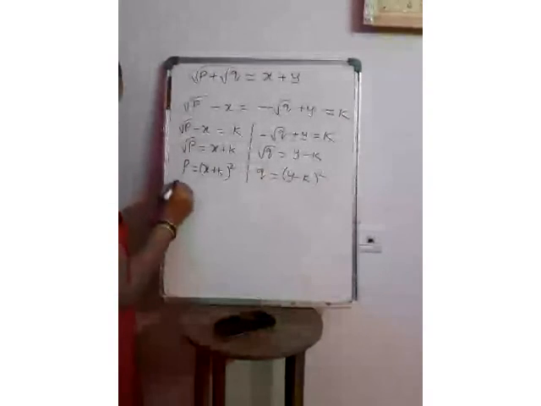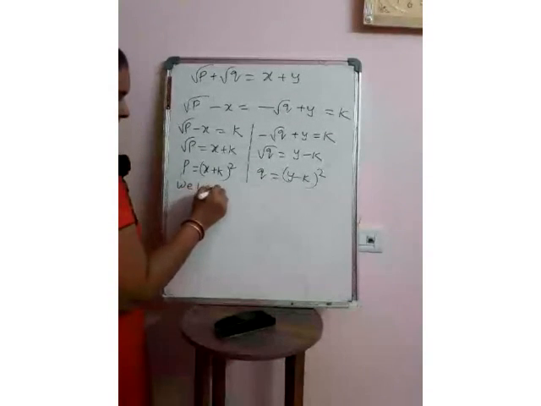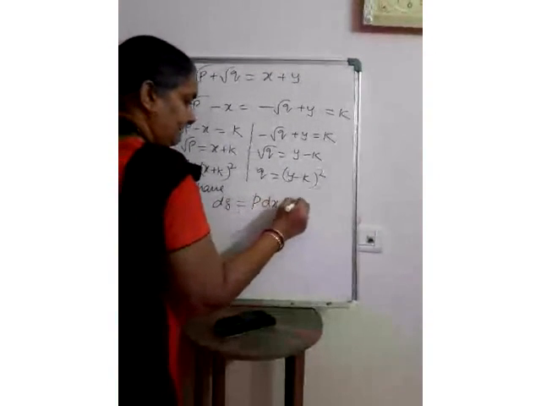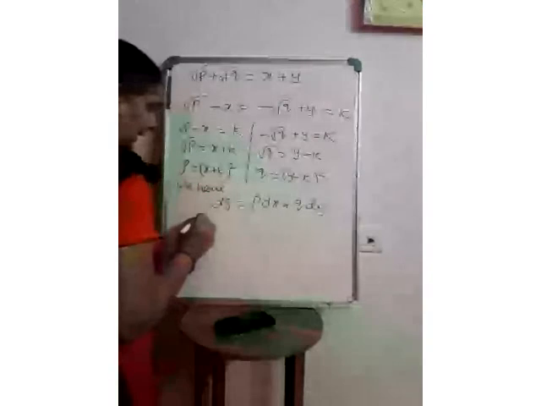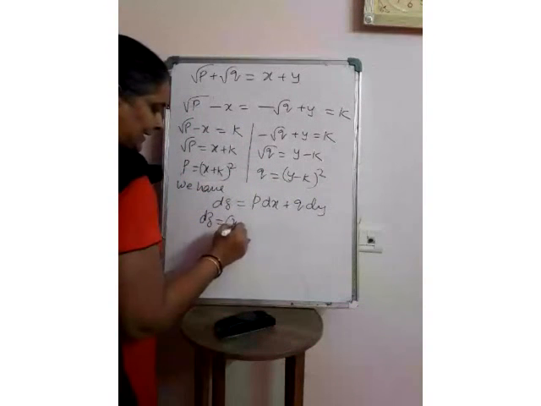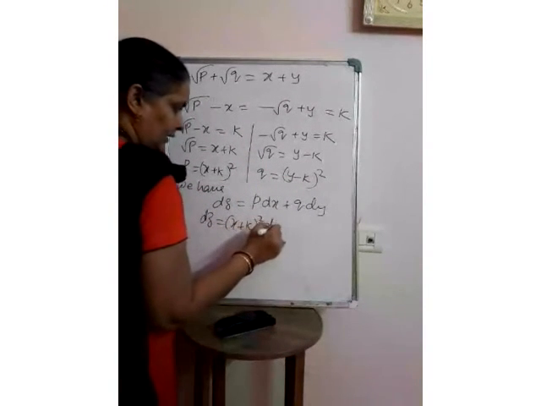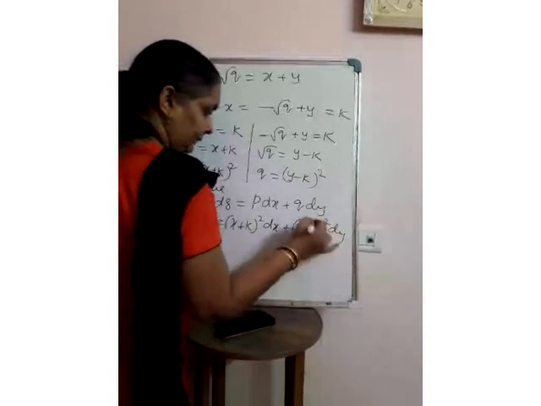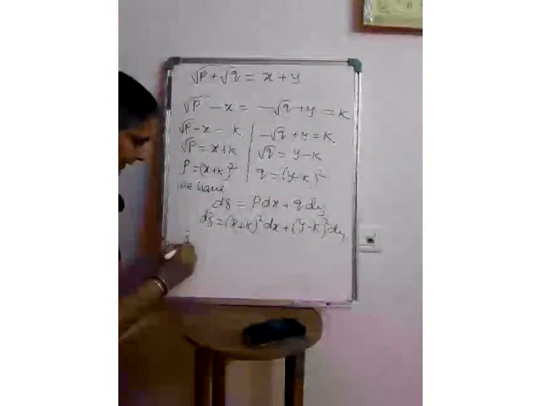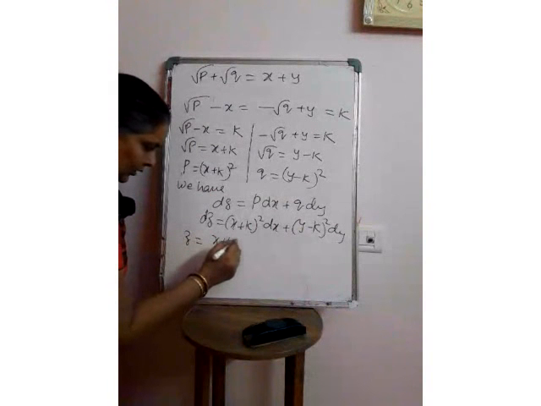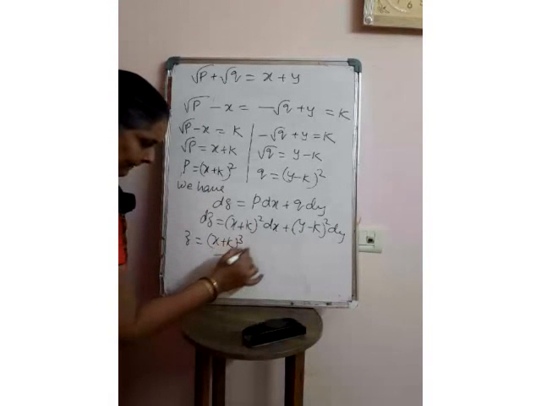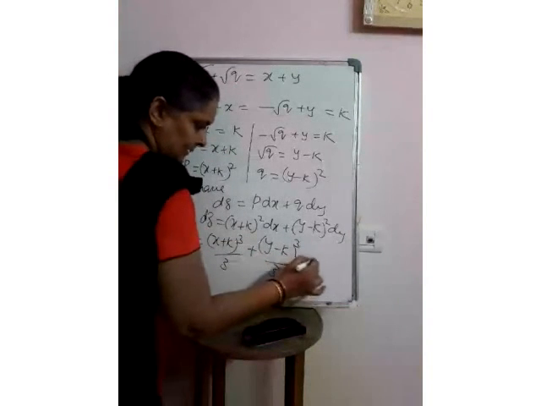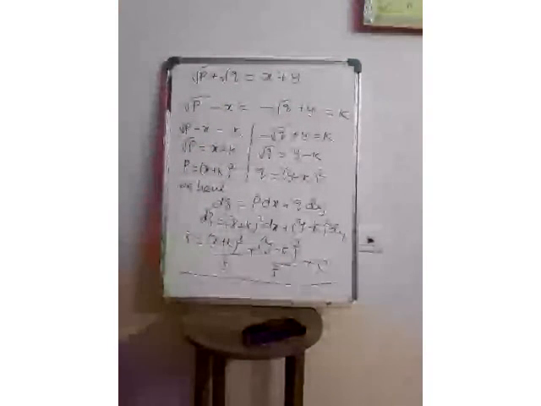We have dz is equal to p dx plus q dy. And the value of p we have calculated is (x plus k) whole square, and the value of q is (y minus k) whole square. So integrate on both sides: z is equal to (x plus k) whole cube by 3 plus (y minus k) whole cube by 3, plus some constant c. So this will be the solution part.